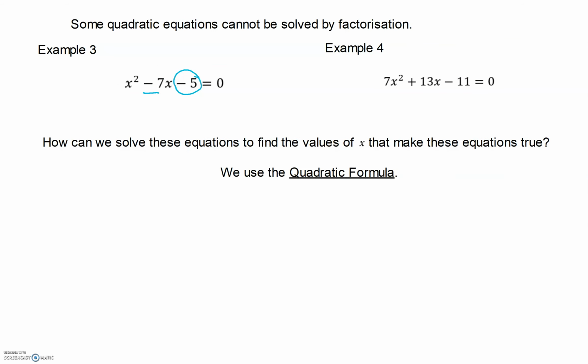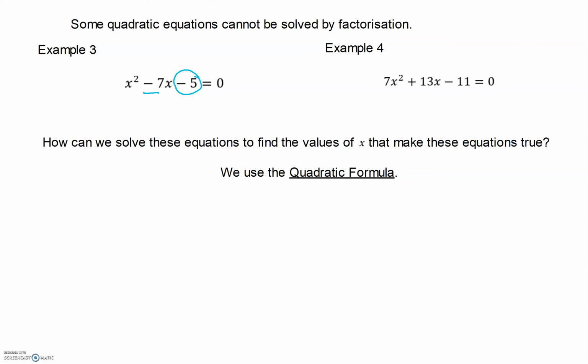So we've got two other examples here. We've got example 3, and I've highlighted the negative 5 and the negative 7. We're looking for two numbers that would multiply to make negative 5 and add to make negative 7. The only two numbers that multiply to make negative 5 are 5 and negative 1, or negative 5 and 1, and they don't work. So this isn't an example where we can factorise. But there are still values of x that could make this true. The difference is that they're not integers and they're not simple fractions. So the method that we've already used can't be utilised here.